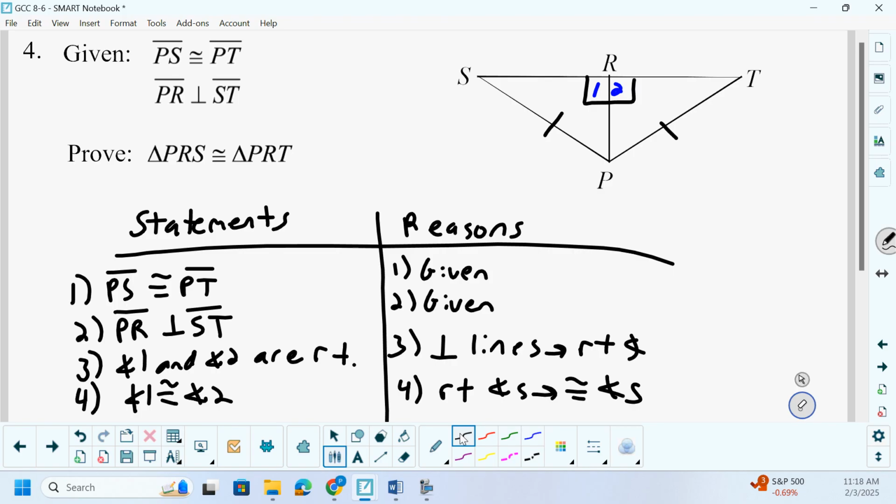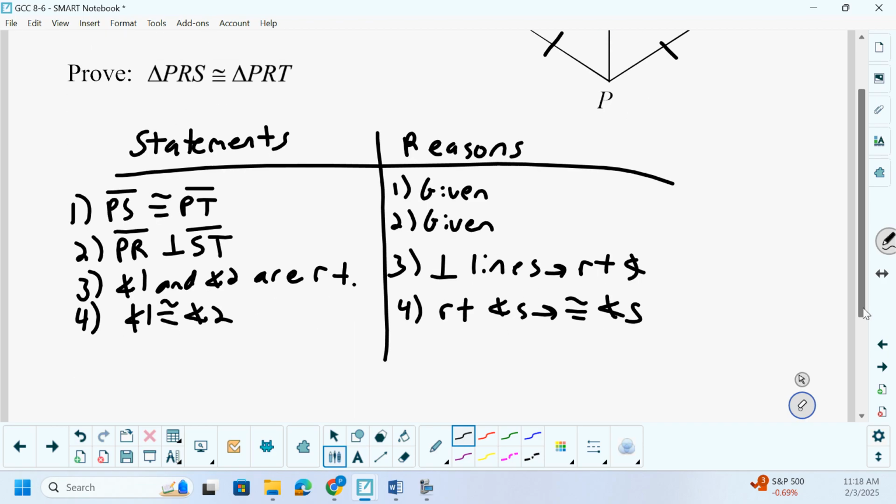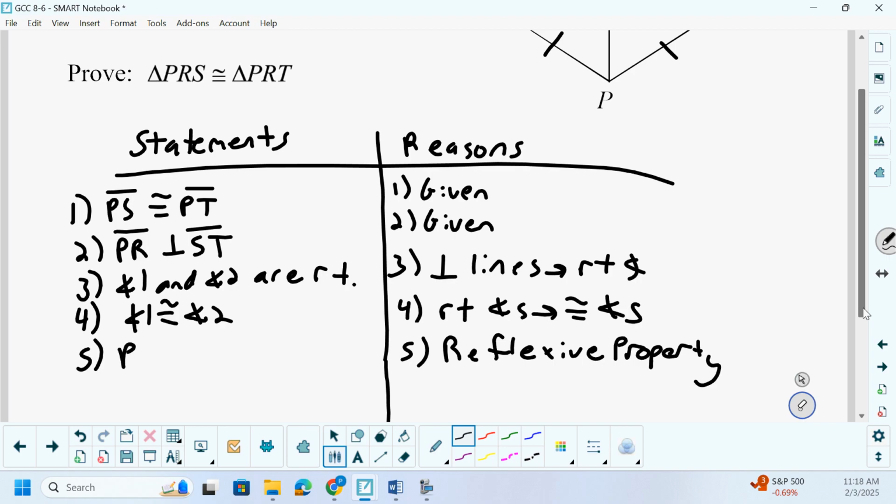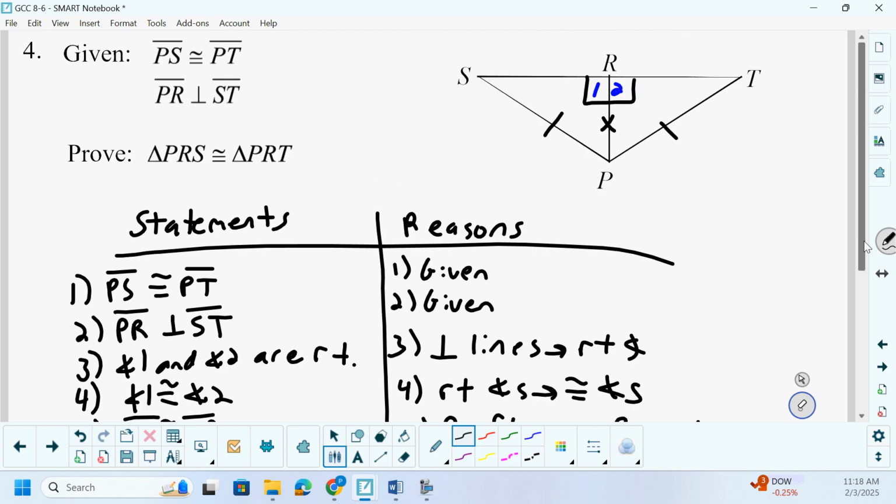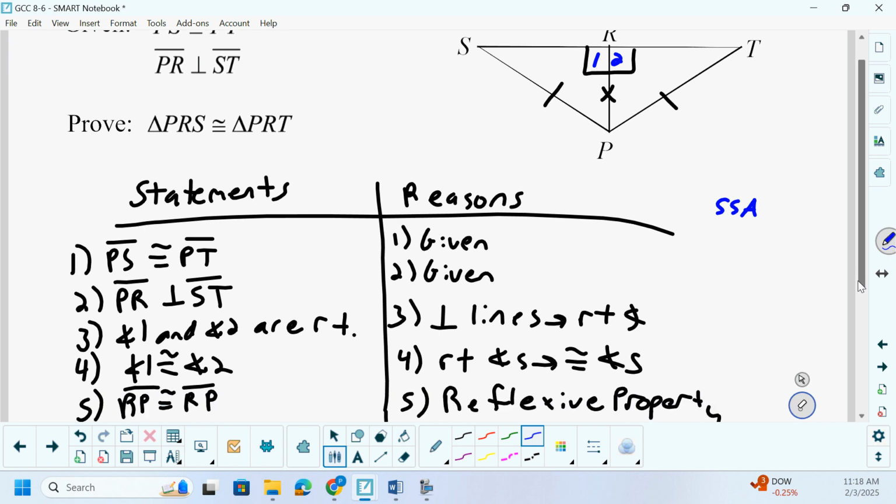And now we have two options of where we could go from here. I'm going to go ahead and do reflexive next because they're sharing RP. And we'll do it that way, and then we'll talk about what the other option would have been. So we're sharing RP, so we'll have RP congruent to RP by reflexive. And if I mark that up with an X, notice we have two sides and an angle. The angle is not in between the sides, so we have side-side angle, which we should never put in a proof. But if we look at our angle, it's a right angle, so we're going to be okay.